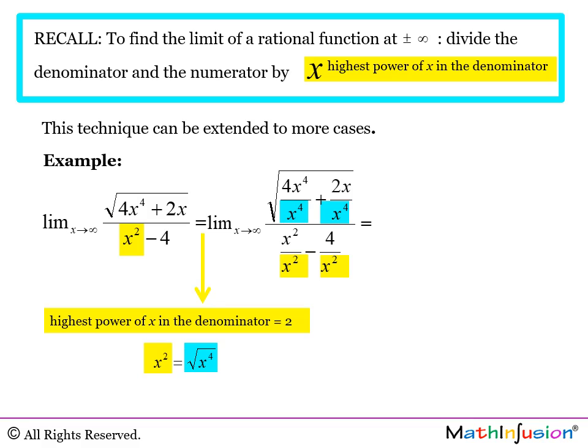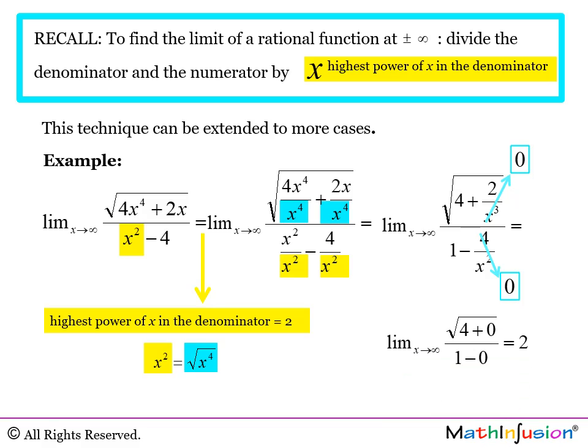Now we are going to simplify the algebra. And we know that the limit of this and this is 0. And we get just radical of 4 over 1, which is 2. Example.